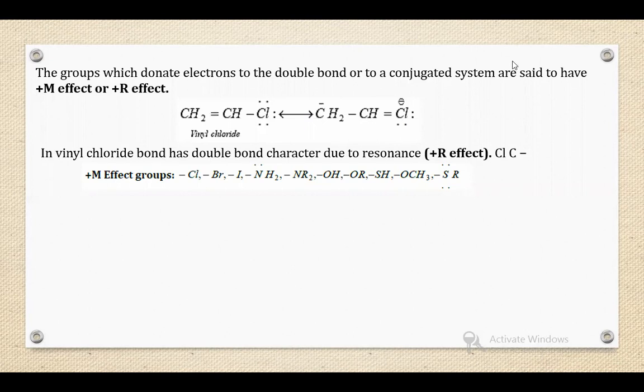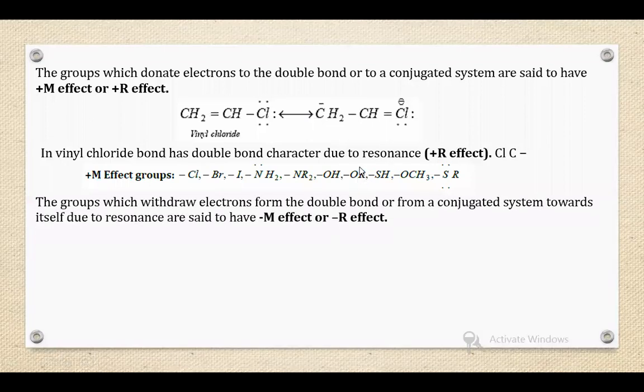Okay, we'll notice which groups are electron withdrawing groups, with a tendency to withdraw electrons from the double bond or conjugated system. We'll see that next. Minus R effect, or negative resonance effect: the groups which withdraw electrons from a double bond or from a conjugated system towards themselves due to resonance are said to have the minus R effect.